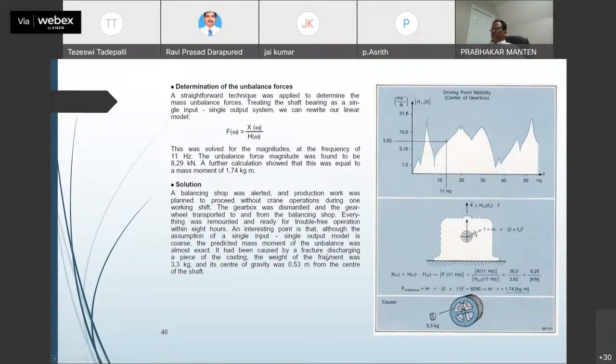It had been caused by a small fracture discharging a piece of the casting. The weight of the fragment was 3.3 kg, small, and its center of gravity was at 0.53 meters. And we can do the calculation of unbalanced force as unbalanced mass times the acceleration, r omega squared, and all these will give you the values.